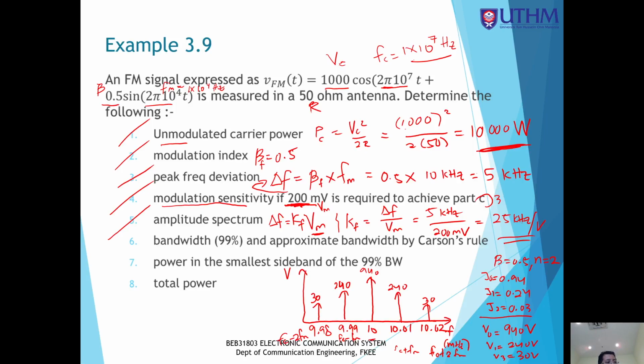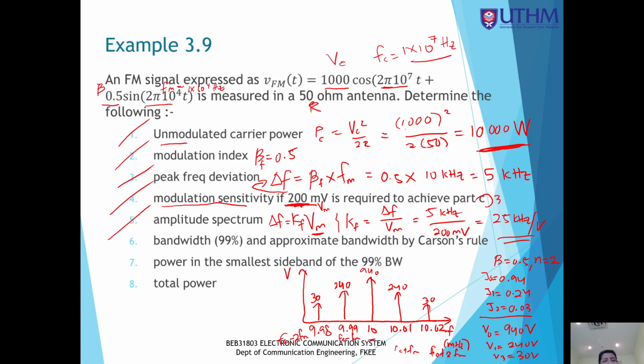If you don't understand, you can ask a question about this. If no question, I will move to the next sub-question. Again, when you draw the amplitude spectrum, the frequencies are Fc, Fc plus Fm, Fc plus 2 Fm, Fc plus 3 Fm, and so on. Similarly, with the lower sideband, Fc minus Fm, Fc minus 2 Fm, Fc minus 3 Fm, and so on.